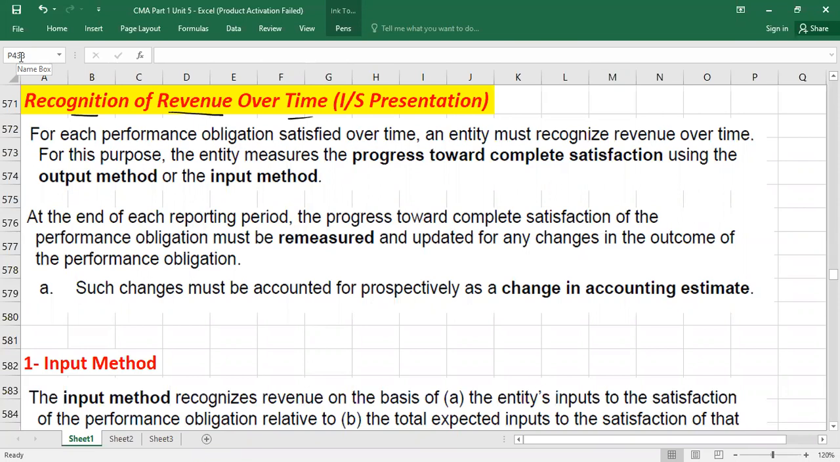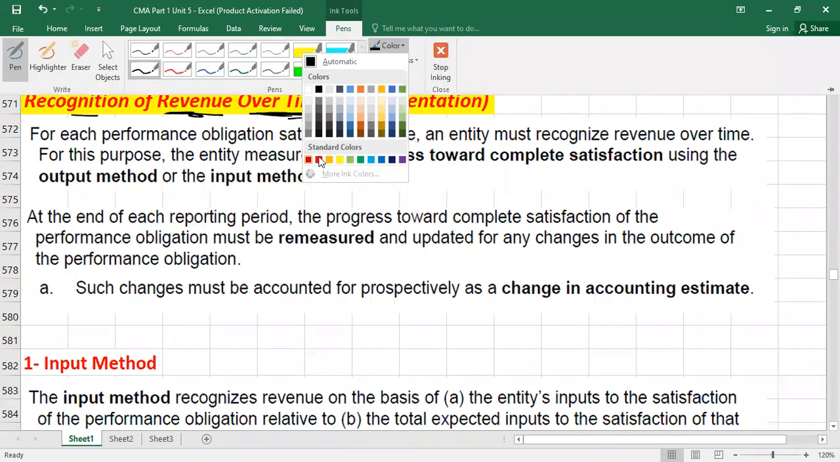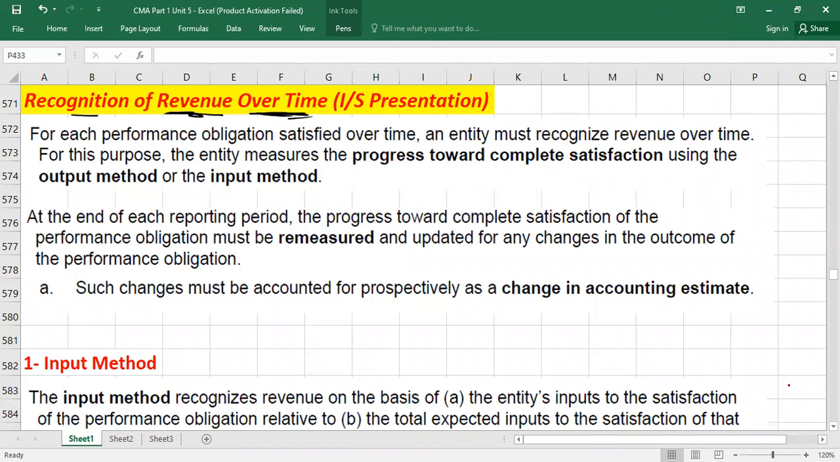So that is not the story today. Today we are going to discuss revenue recognition over time. Let me give you an example. Even if it is your first class, you will understand what the topic is. Revenue means sales. So we are going to talk about when to recognize the sale in our income statement. Initially I will talk only about income statement presentation.